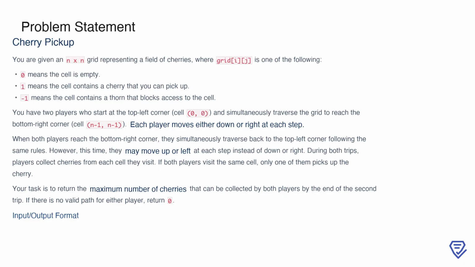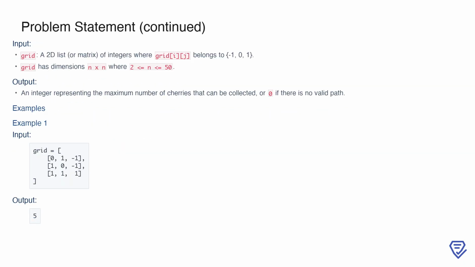The input to this problem is a 2D grid or matrix of integers, where each element is either -1, 0, or 1, representing thorns, empty cells, and cherries, respectively. The grid is always square, with dimensions n×n, where n is at least 2 and at most 50. The output is a single integer that represents the maximum number of cherries that can be collected by both players combined. If there is no valid path for either player to complete the journey, the output should simply be 0.